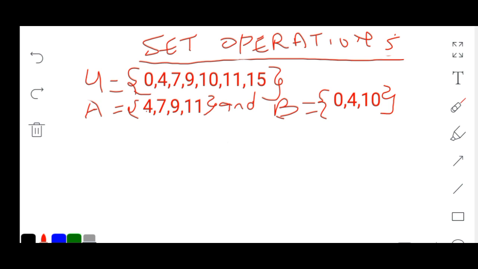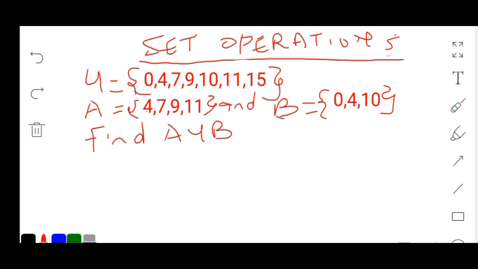Consider the three sets below. The universal set has 0, 4, 7, 9, 10, 11, 15. Then set A is 4, 7, 9, 11, and set B is 0, 4, 10. If you look at it very well, you can see set A and set B are inside our universal set. That's why I call it the universal set, which contains all elements.